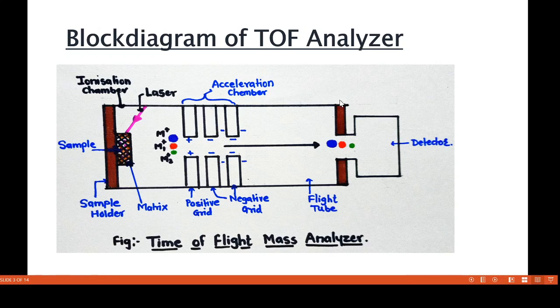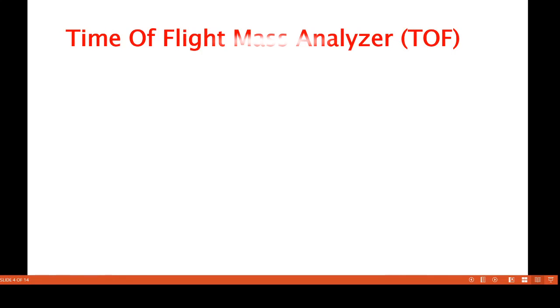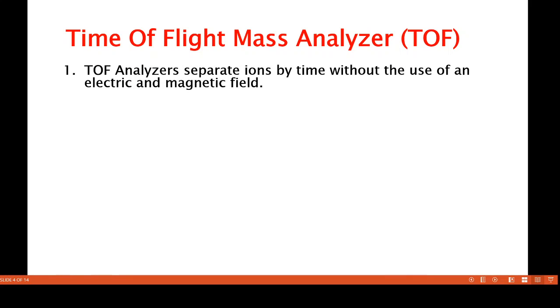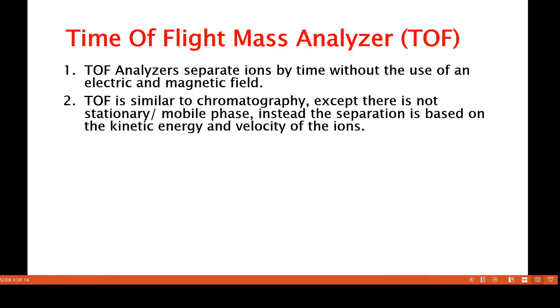Okay, so this is nothing but the construction and working of this TOF analyzer. Then we move towards the next slide. It contains the TOF mass analyzer. This TOF mass analyzer separates the ions by time without the use of an electric and magnetic field. So in the previous slide we have seen there is no application of electric and magnetic field.